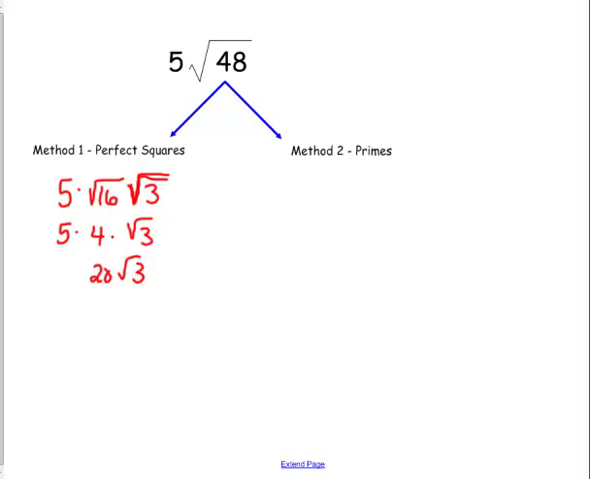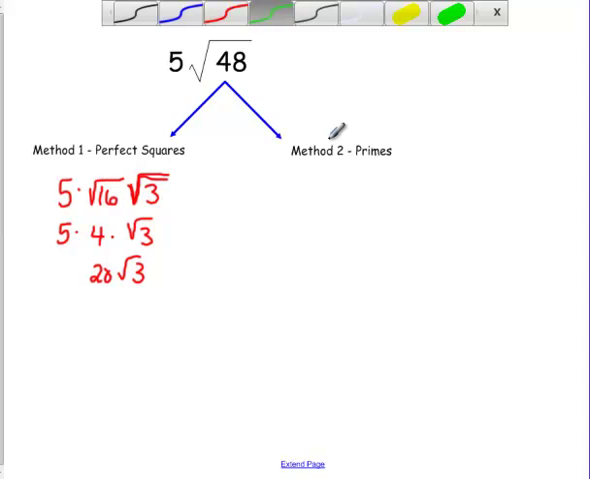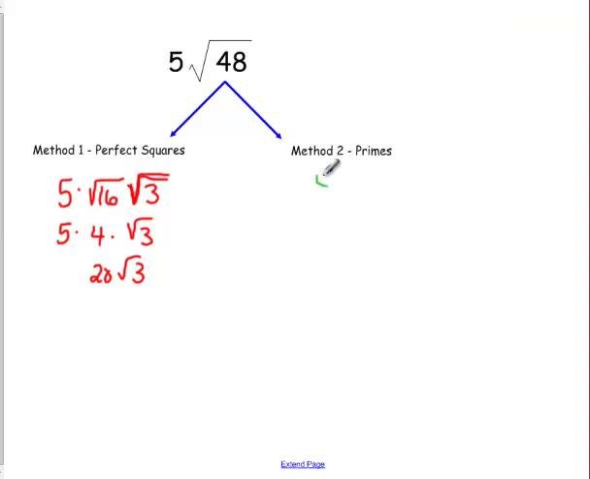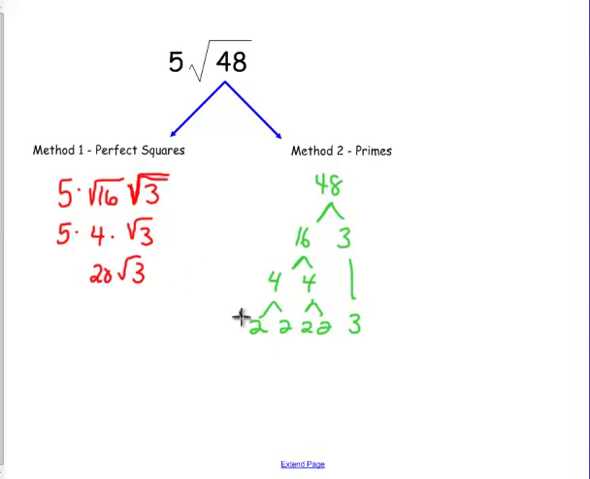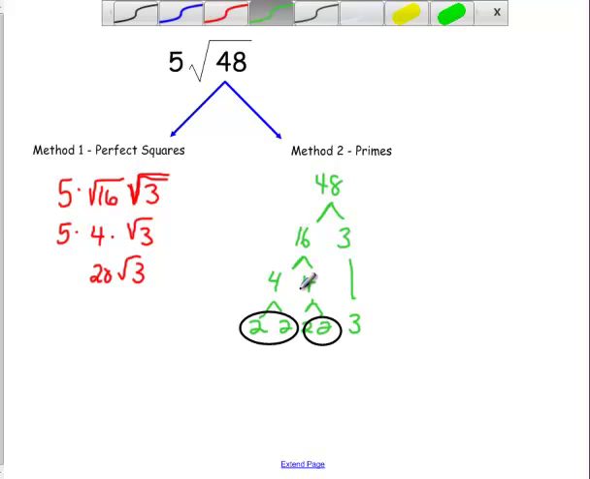All right, so perfect primes would be our lovely factor tree. So I'm going to take the 48, break it down into 16 times 3. 16 is 4 and 4. 4 and 4 would be 2 and 2, 2 and 2, and 3. So now I'll pair off my numbers because perfect squares mean to pair. There's one pair, there's another pair, and radical 3 does not get a pair.